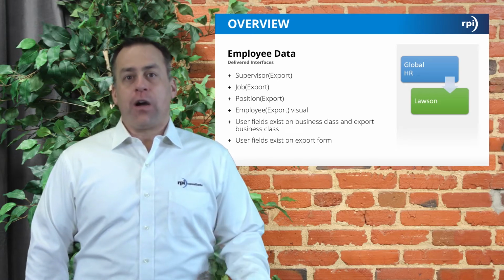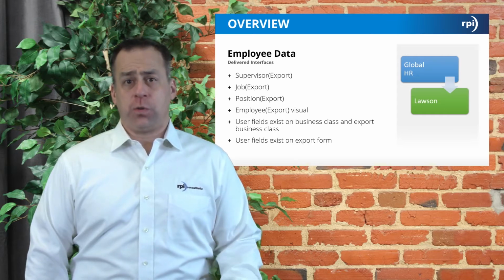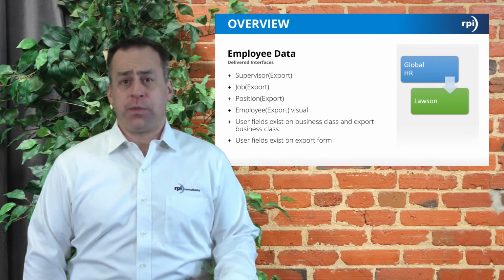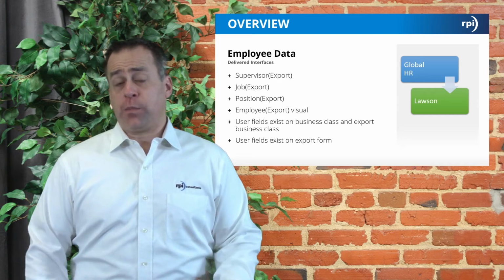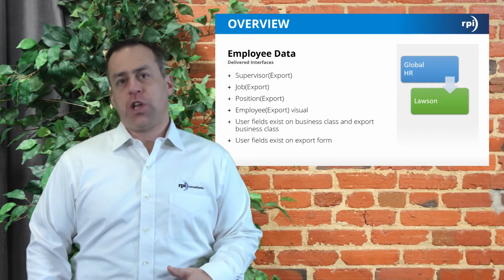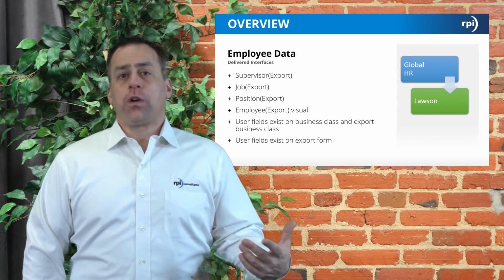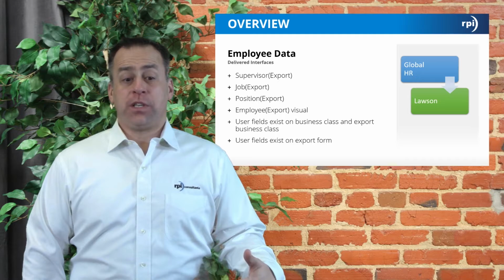So therefore, our exports: we make a change to a supervisor, we make a change to a job, we make a change to a position, and we make a change to our employee. We have to get all of those records uniquely from GHR over into S3. So the order goes supervisor, job, position, employee.